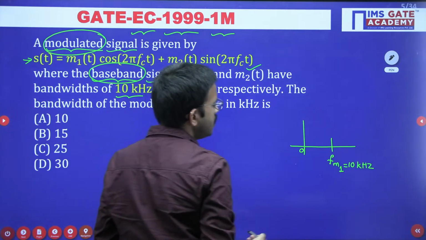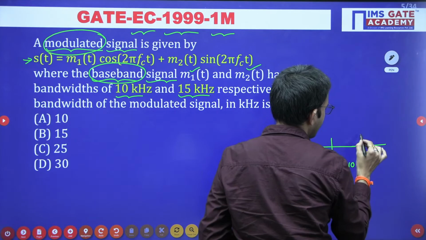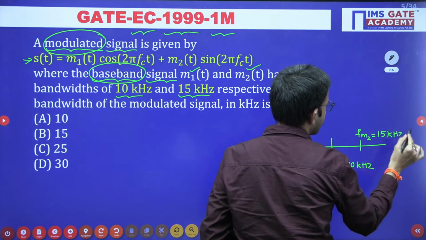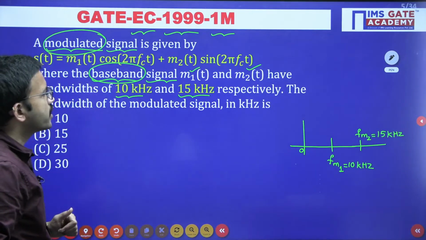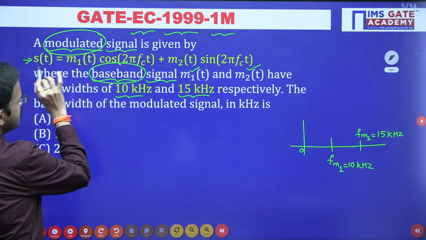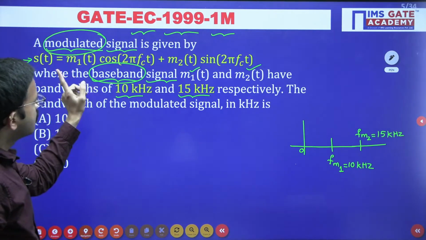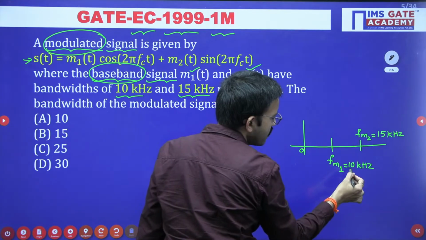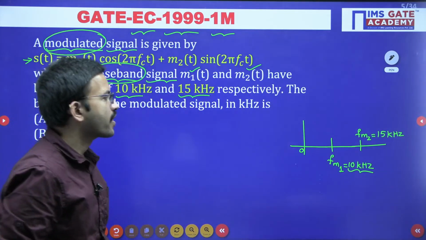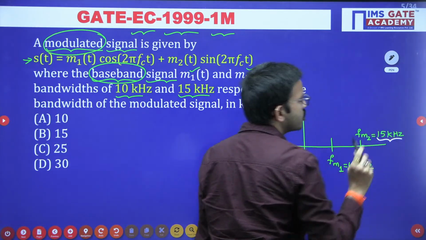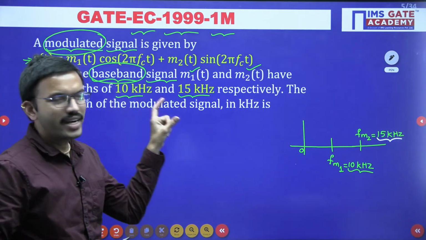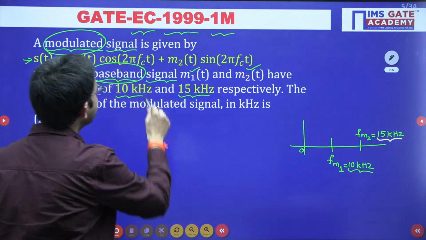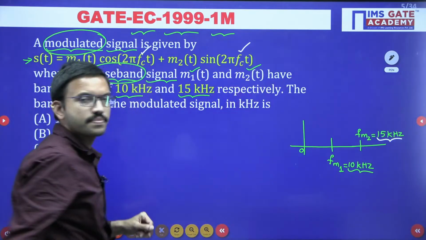Similarly, the second signal is 15 kHz, fM2, 15 kHz. Now regarding the message signal, m1 of t has the frequency 10 kHz and m2 of t has the frequency 15 kHz. That means regarding the modulating signal, we have two frequencies, one is fM1 and another is fM2. And regarding the carrier signal, we have only one frequency, fC, right?